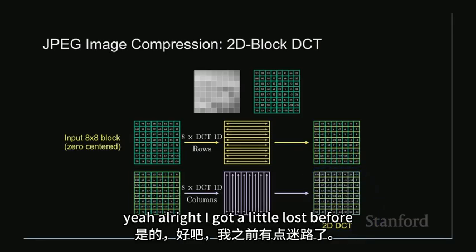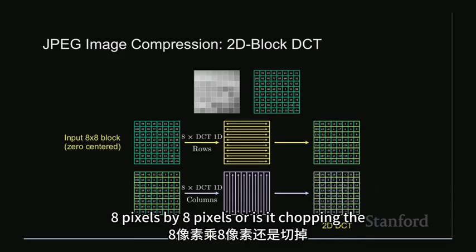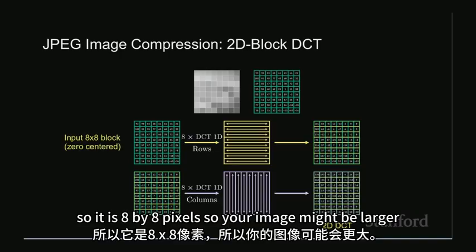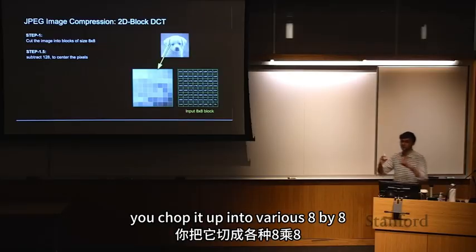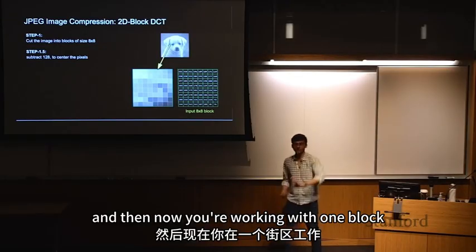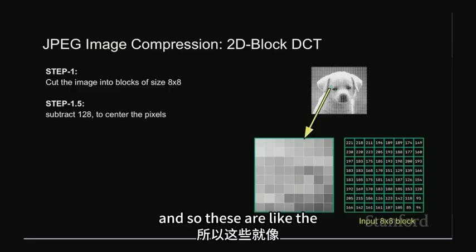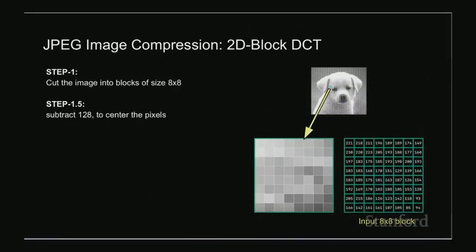Yeah. Right, I got a little lost before. Is your 8x8 block 8 pixels by 8 pixels, or is it chopping the whole image up into 8x8? So it is 8x8 pixels, so your image might be larger, right? So this is your image. You chop it up into various 8x8 pixel blocks, and then now you are working with one block. You are looking at one 8x8 block. And so these are the pixel values within that one 8x8 block.